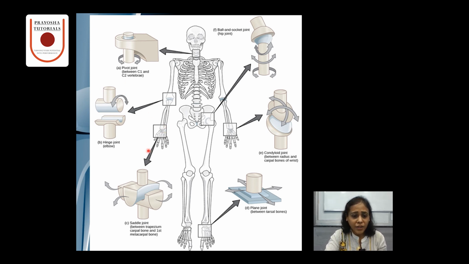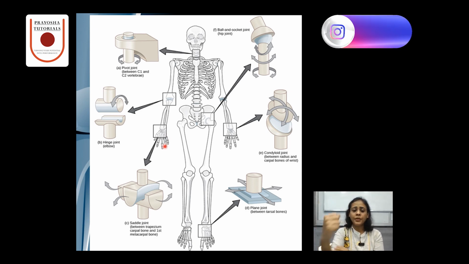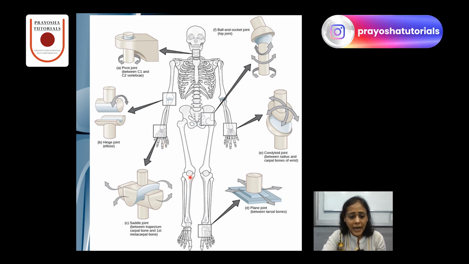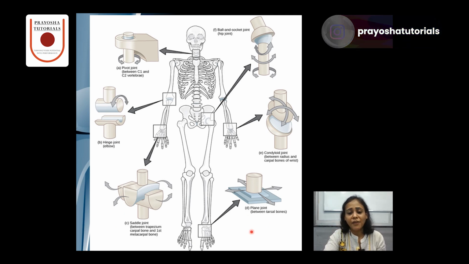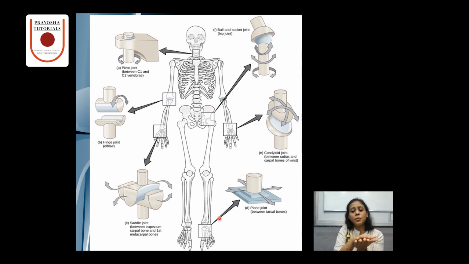Next, you are having the hinge joint, which is in your elbow. So it is like a door hinge. The hinge joint is going to help you. Next, you are having the saddle joint here, which is again a type of gliding joint, which is in the carpals and the wrist area. Next, we are having the plane joint, which is between the tarsals. So tarsals and carpals, the plane and the saddle joints are actually the two types of gliding joints.